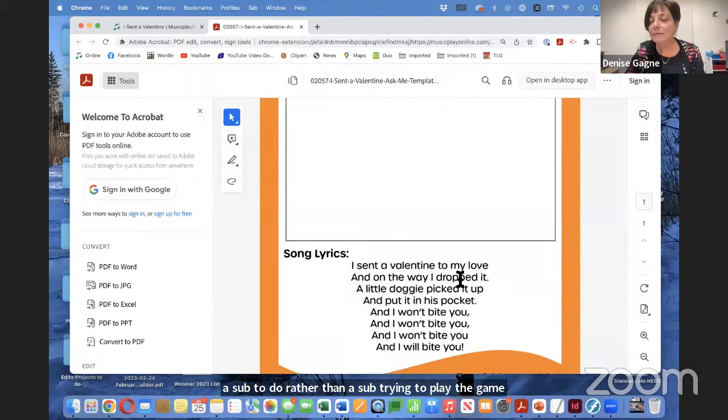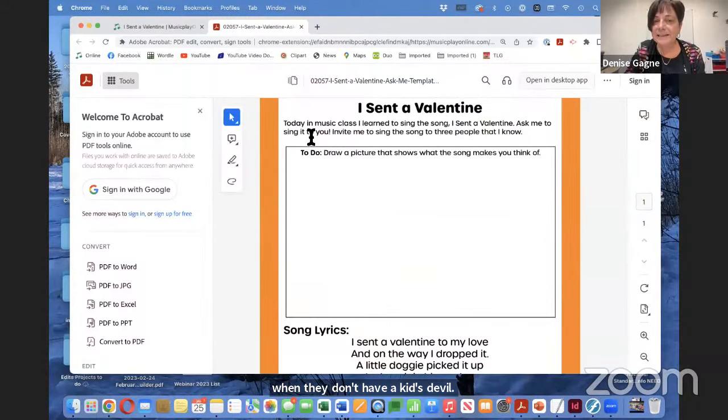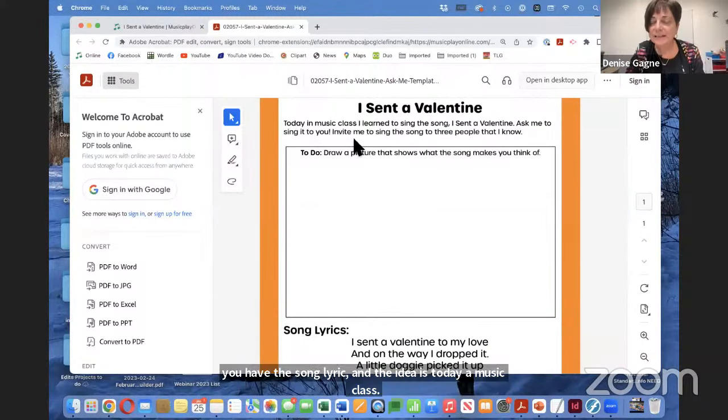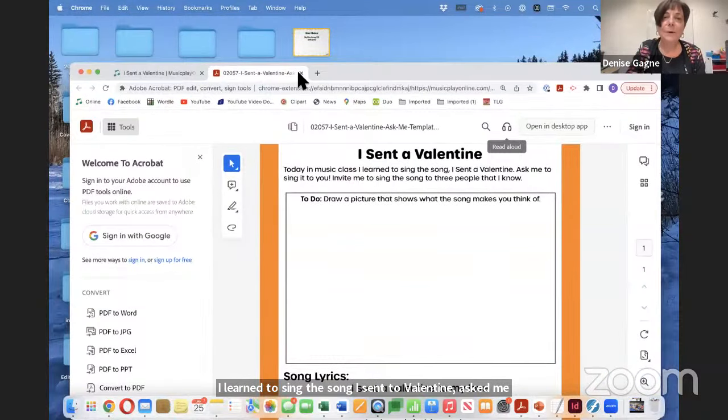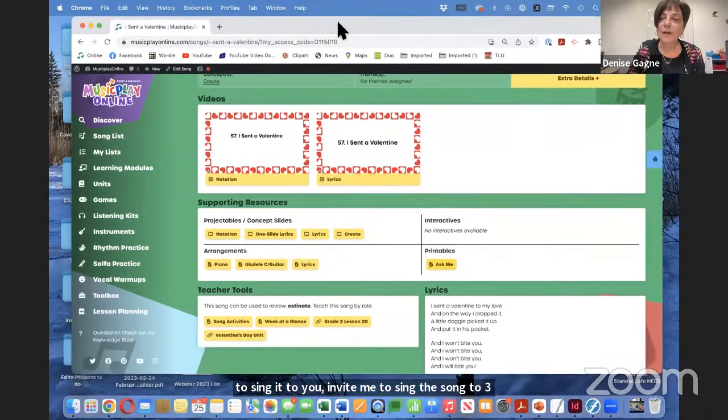So you have the song lyric, and the idea is, today in music class, I learned to sing the song I Sent a Valentine. Ask me to sing it to you. Invite me to sing the song to three people that I know. So Ask Me pages are included in kindergarten, one, two. I don't think we included them in three. And again, if you want arrangements, they're here, and you can see our concept slides are split up.